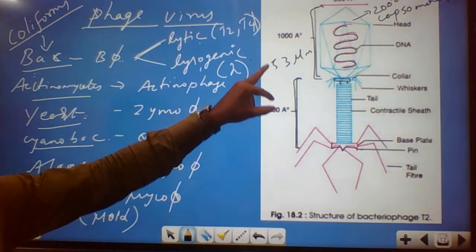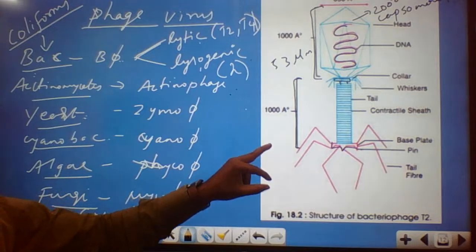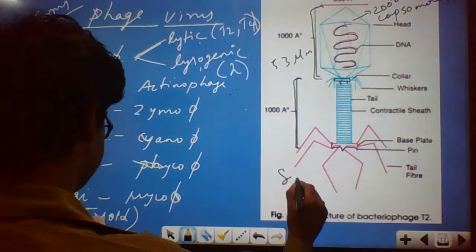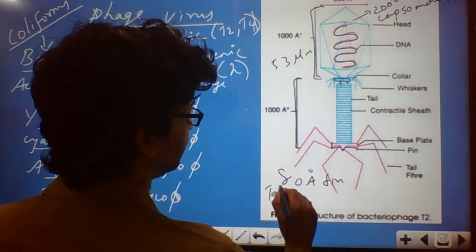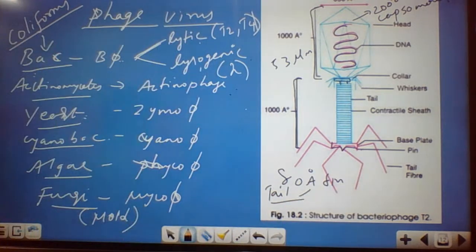And the tail part that you could see comprises 80 angstrom. The tail consists of 80 angstrom in diameter.